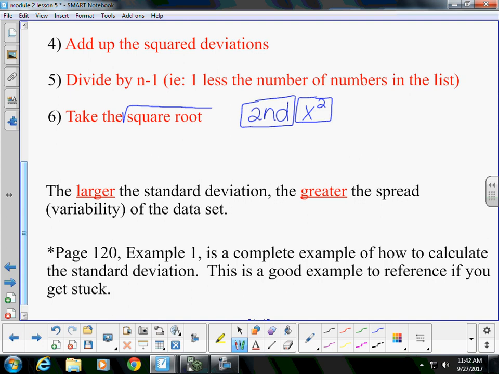Okay, the larger the standard deviation, the greater the spread or the variability of the data set. And that's the last sentence at the bottom of the page. Just a quick note, in your book page, actually it should be page 121. Example 1 is a complete example of how to calculate the standard deviation. It's a good example for reference if you get stuck. The rest of your notes should also be a good example.